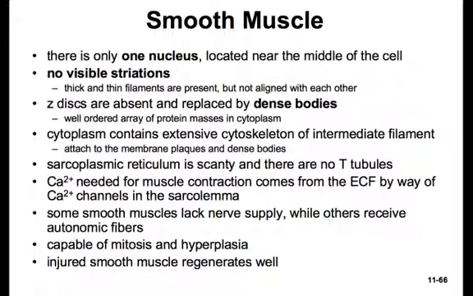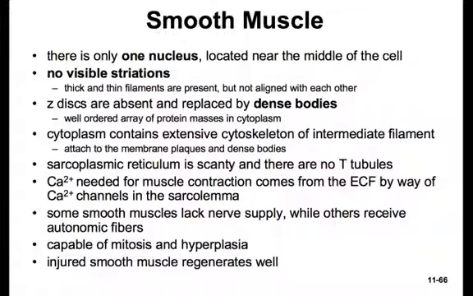The Z discs are replaced by dense bodies, which are protein masses around the cytoplasm. The cytoplasm contains extensive cytoskeletal elements of intermediate filaments. These elements attach to the membrane plaques and the dense bodies and help the cell maintain its shape.